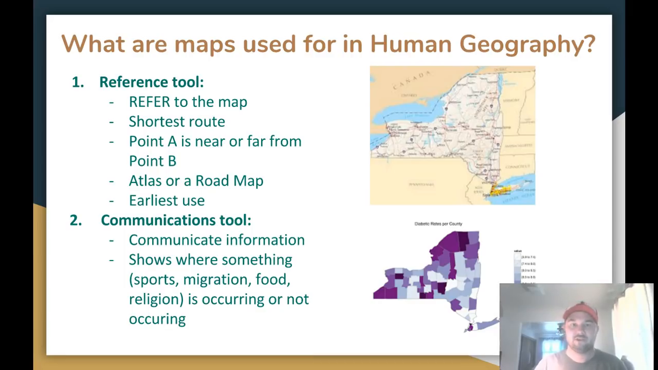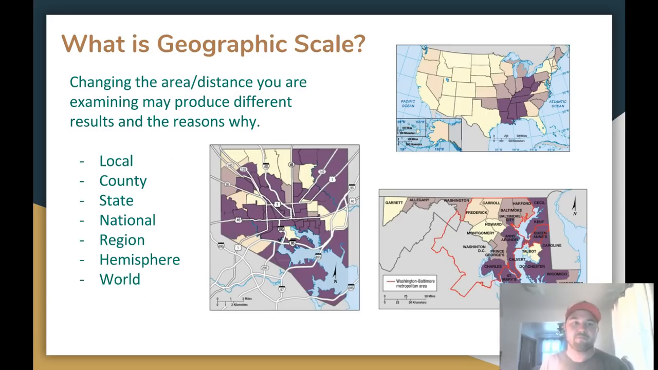The other thing we use it for is more commonly a communications tool. So what communication or what idea are we trying to communicate from one person to another? So obviously down here, we have diabetes rates per county in New York City. You could do crime rates, you could do agriculture, you could do languages around the world as well. Any idea you're trying to communicate, that would be a communication map.